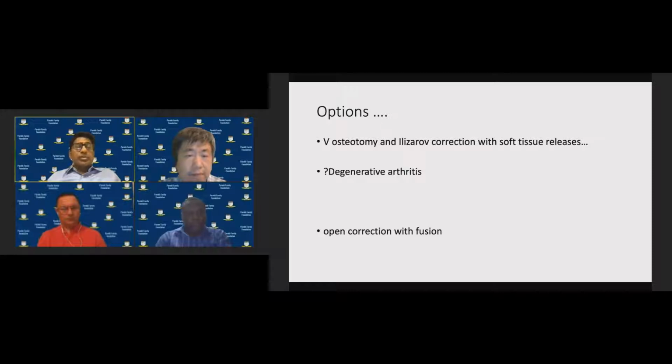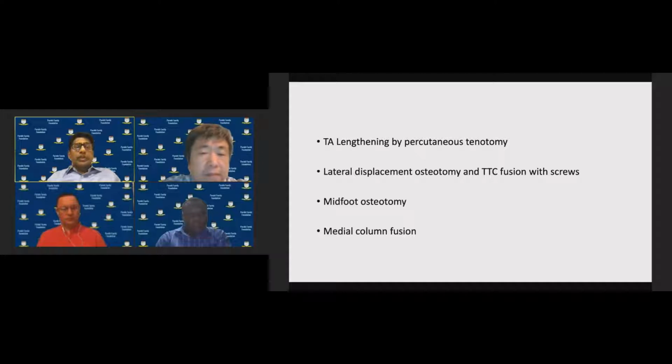So the options are whether to do osteotomy with Ilizarov correction and soft tissue releases. It's possible. But because of the arthritic changes, I tried to do a correction by opening and fusing the joint. We did a TA lengthening by percutaneous tenotomy. We did a lateral displacement osteotomy of the calcaneus for the varus. But because of the damage in the subtalar joint and the subluxed ankle, I couldn't salvage both the ankle and subtalar. We don't have any ankle replacement here.